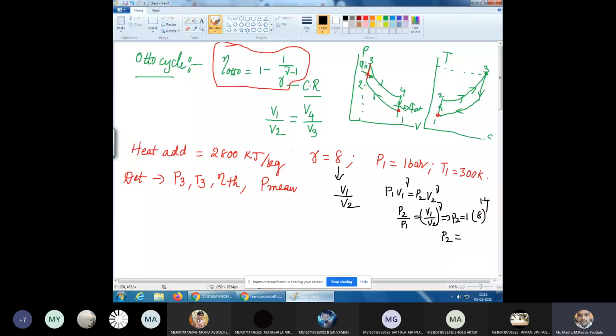Once I know P2, I can calculate T2 as I have the relation T2 by T1 is equal to V1 by V2 whole power gamma minus 1. Therefore, T2 is equal to 300 into 8 power 0.4. This value? 689.2, sir.